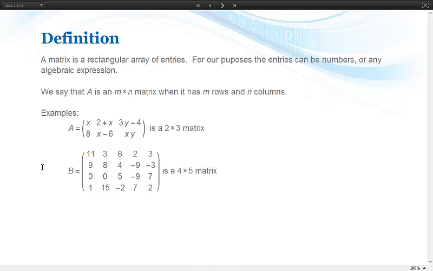So here's a couple of examples. The matrix A has algebraic expressions as entries. It has 2 rows and 3 columns. The entries in the first row are x in the first position, 2 plus x in the second position, and 3y minus 4 in the third position. So we would say this is a 2 by 3 matrix because it has 2 rows and 3 columns. Similarly, B is a 4 by 5 matrix. In this case, all the entries are numeric, and it has 4 rows and 5 columns.